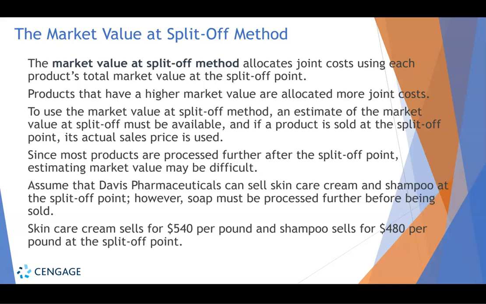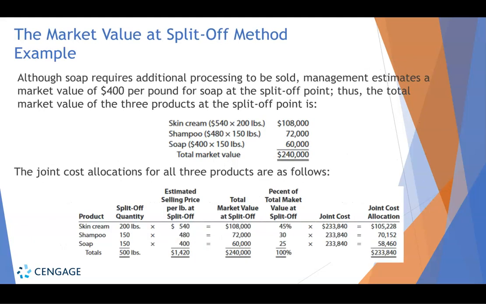If the skincare cream sells for $540 a pound and the shampoo sells for $480 per pound, we then will allocate those based on what we know the selling price is. Although the soap requires additional processing, management comes up with an estimate of soap being at $400 per pound at the split off point. So we can allocate the number of pounds times our estimated selling price to come up with our total market value at split off.